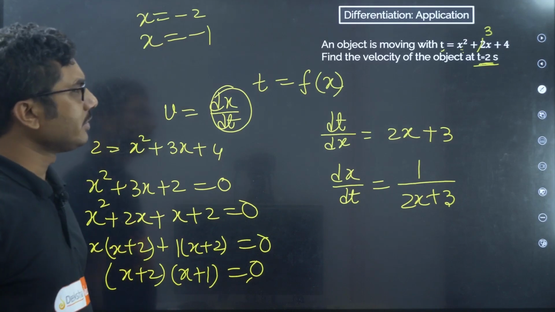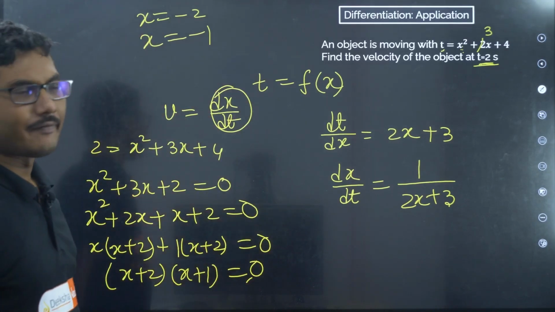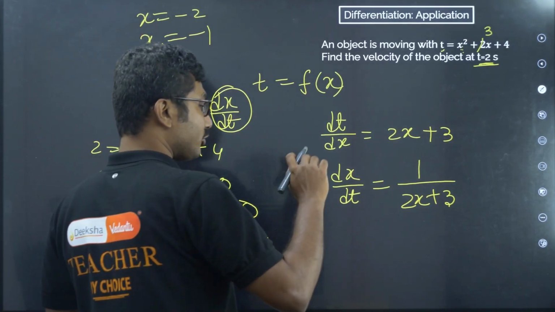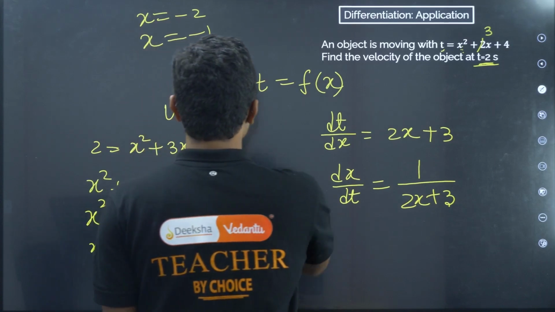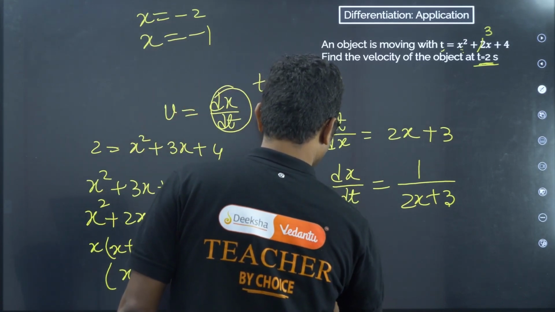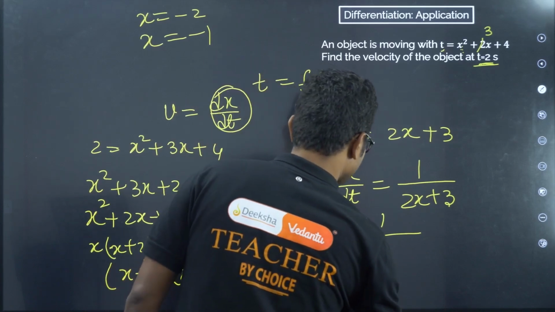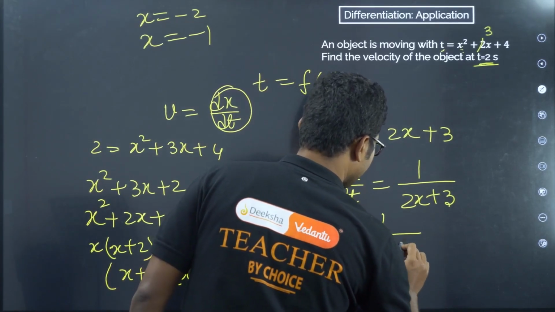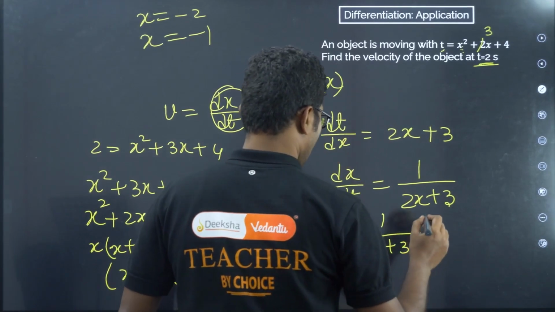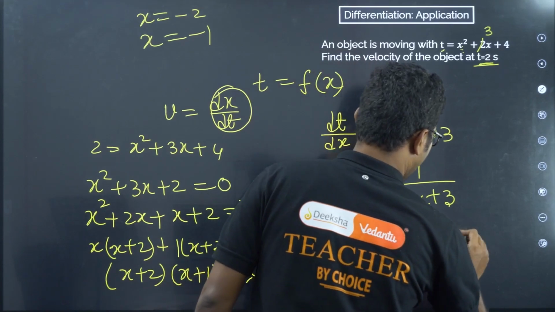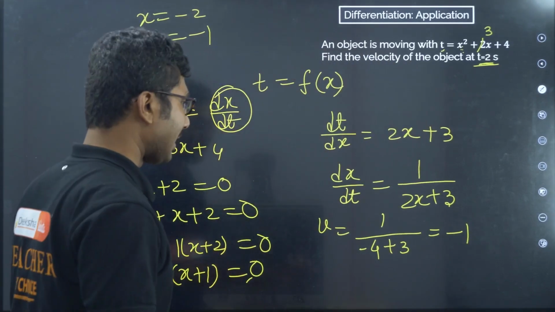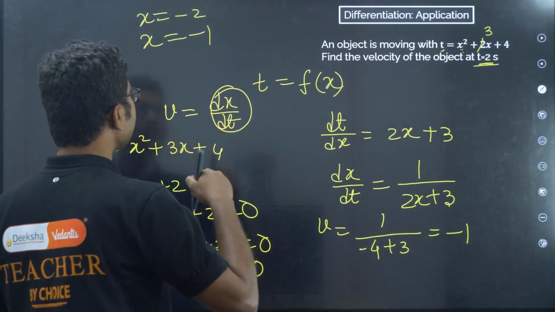Okay, we have to put both values and find the velocity for that point. So there will be two answers for this problem. First, the velocity will be 1 by minus 2, which means minus 4 plus 3, that is minus 1. Velocity can be negative, right? It is going in the opposite direction.